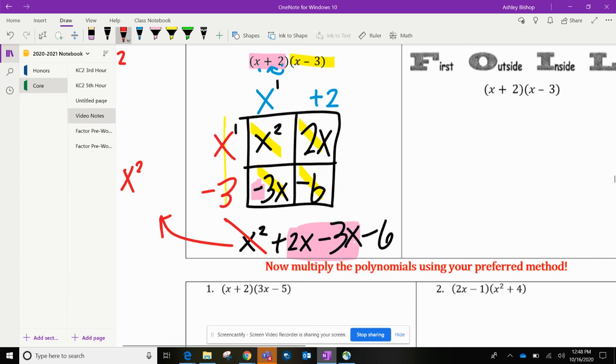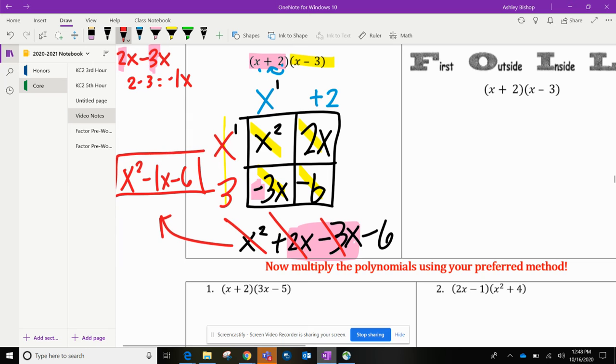So I'm going to do off to the side my work, 2x minus 3x. Remember, we just do the work with the coefficients, so I'm going to take 2 minus 3. In your calculator, you can pause if you'd like, but you're going to get negative 1x. So I'm going to combine 2x minus 3x to get negative 1x. Then I have negative 6, and there's nothing to go with it. So this is my answer.